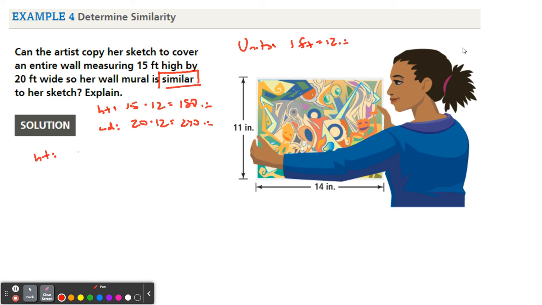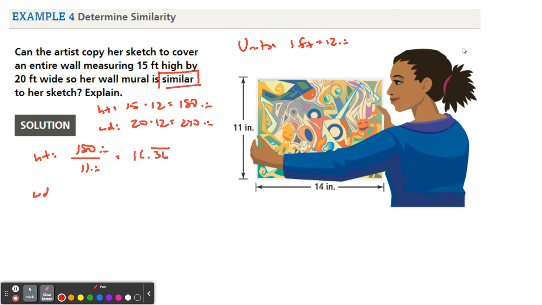So this height was 180 inches. I'll put that on the bottom. I'm sorry, I put that on top, right? Easier to put the bigger one on top. I apologize. So put that 180 on top. So then the 180 inches, the height, would compare to the length of 11 inches. The inches would cancel, and when you divide that, you get about 16.36, and that actually repeats. So that would be the scale factor going from the drawing to the mural.